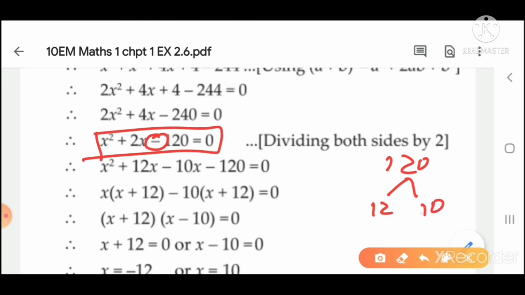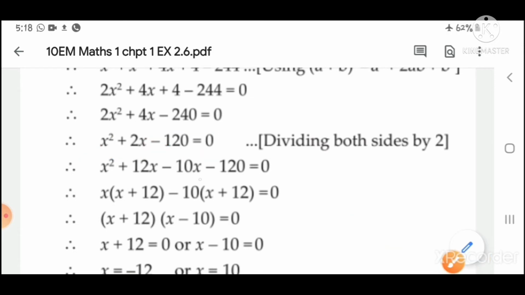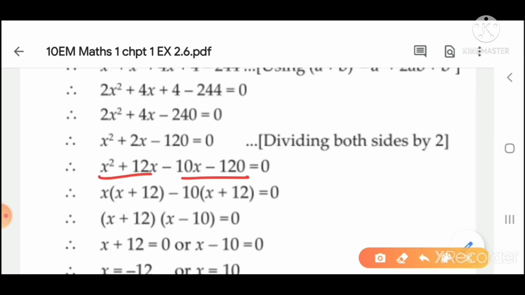So 12 and 10 are there. 12 into 10 is 120, and 12 minus 10 is what? 2. What about the sign? This will be plus and this will be minus. Then only I will get the answer plus 2. So this has been written here: x square plus 12x minus 10x minus 120 equal to 0. Now you take the common from here. These things you know, right? Again and again it is the same thing we are doing, just the numbers differ.